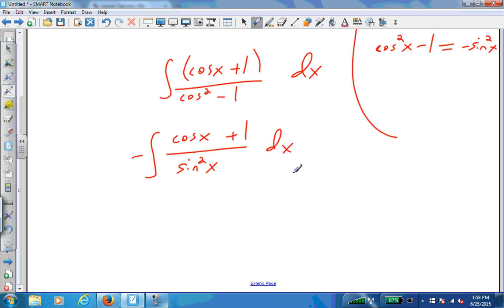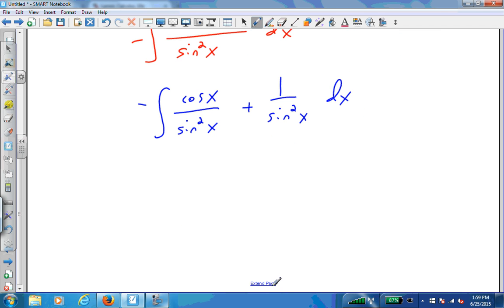A couple different things we could do here. One thing we could do is we could write this as two separate terms. We could write this as cosine x over sine squared x plus 1 over sine squared x. Let's see. Well, that second one, 1 over sine, that's cosecant. So that's cosecant squared x.